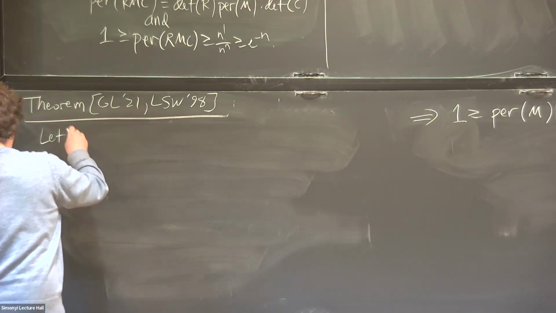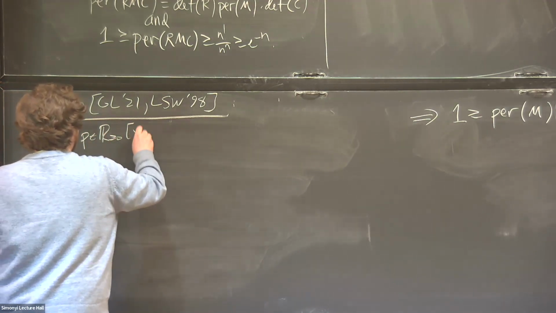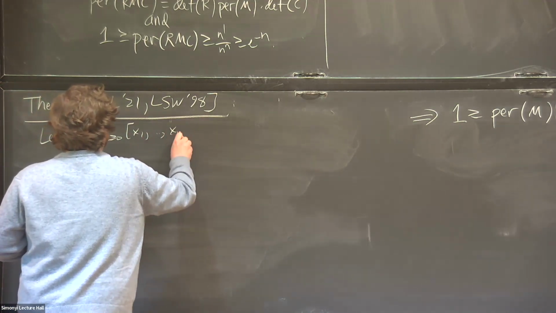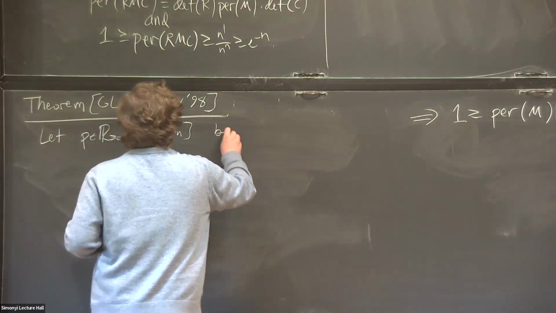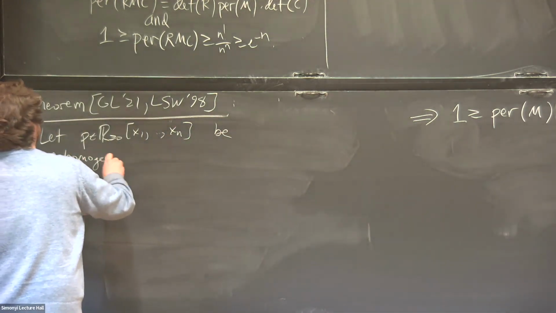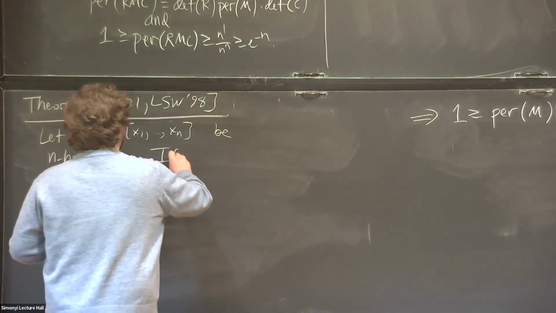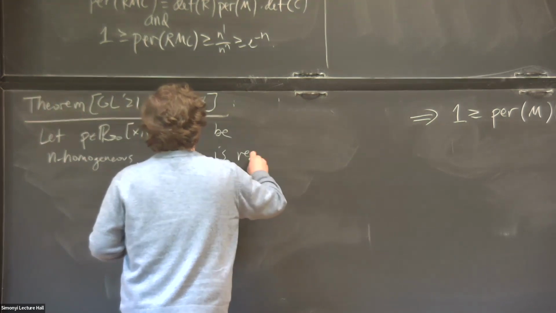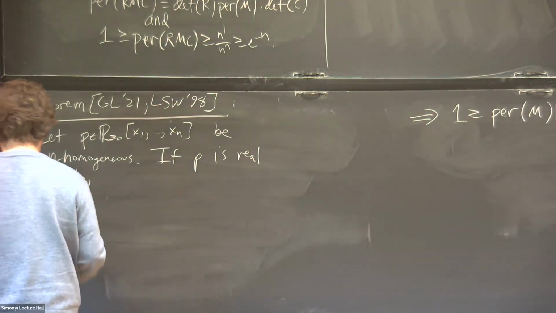So it's going to start off similarly to the previous theorem I wrote down. Suppose I have an n-variate polynomial P, and it's homogeneous of degree equal to the number of variables. If P is real stable, again, looking just about the same as what I had written down before.